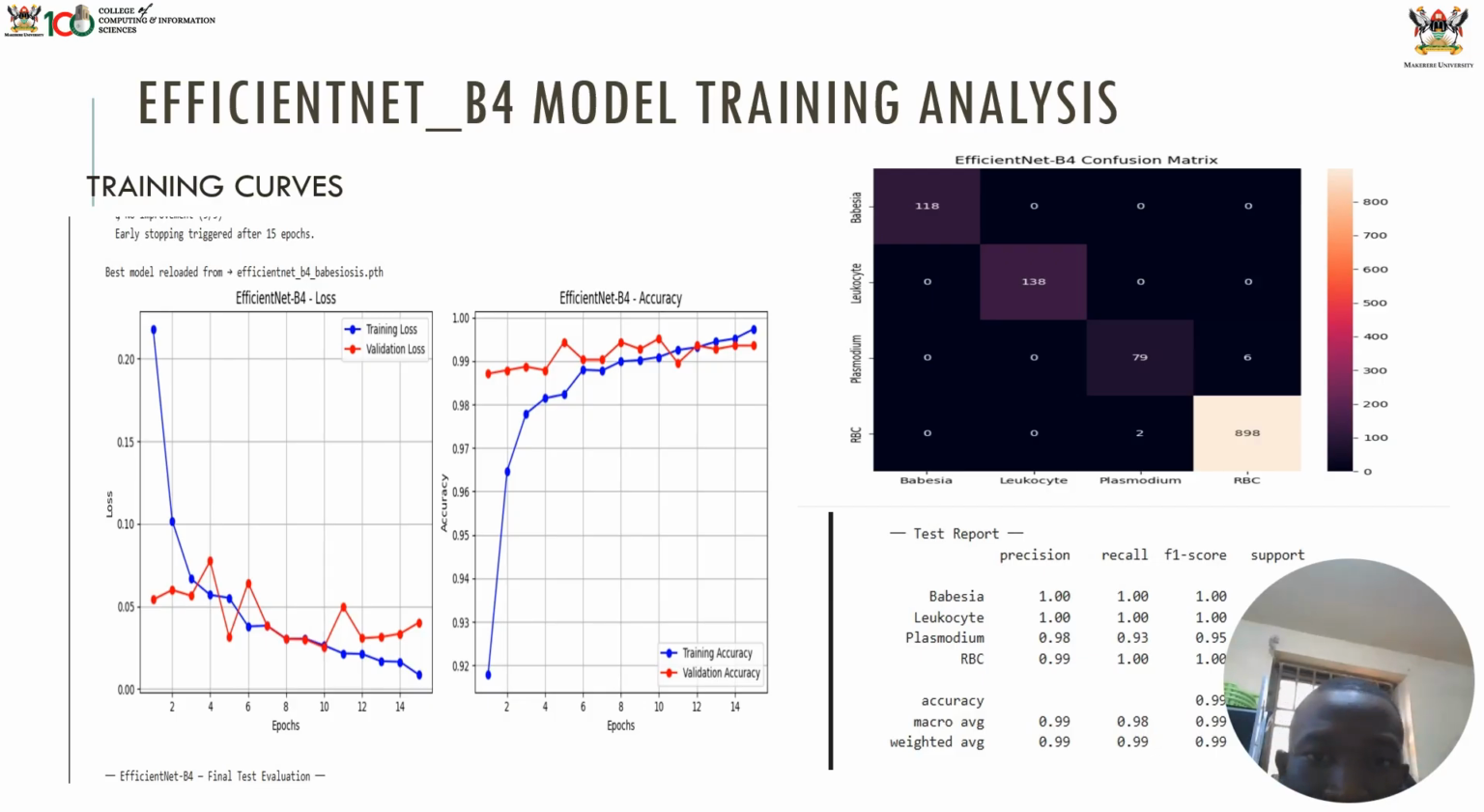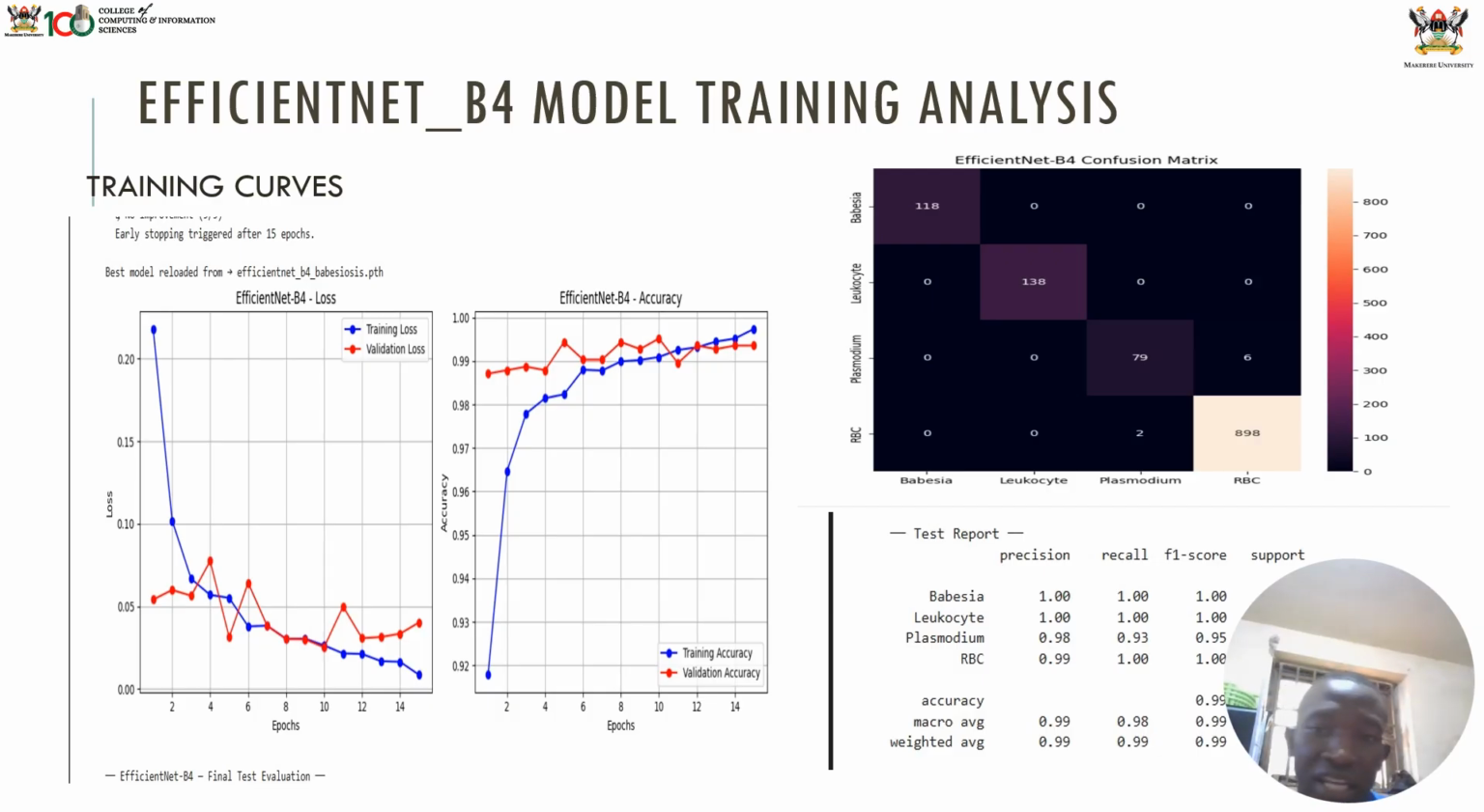The model achieved an excellent overall accuracy of 99%, and performed perfectly on Babesia, which is our most important class, with 100% precision and recall. Very strong results across all classes, for example, the leukocyte, the plasmodia, and the red blood cells. Our confusion matrix shows almost no misclassifications, with only a few in the plasmodia class where the model was slightly confused. And therefore, that's why we went with the EfficientNet-B0.